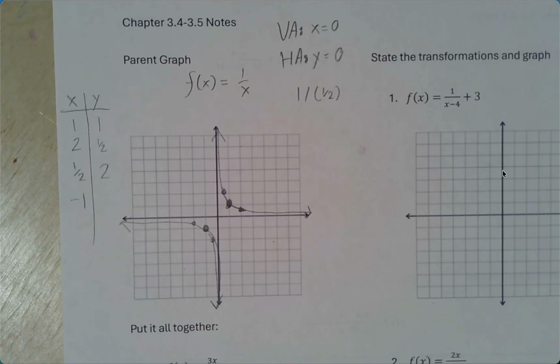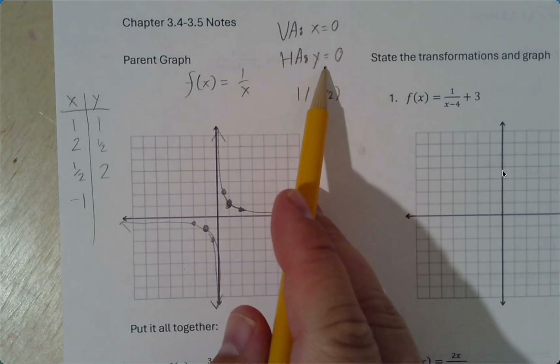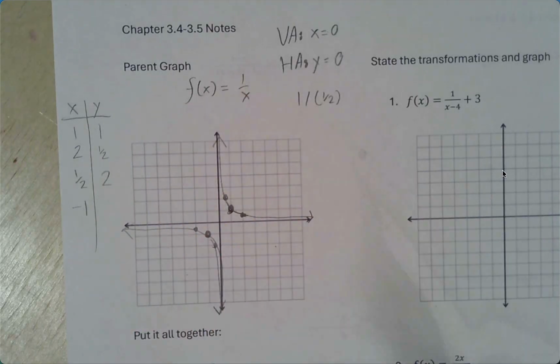So already, take a look at this. We've talked about vertical asymptotes, horizontal asymptotes. We talked about even or odd. We evaluated functions by plugging stuff in, and now I see this behavior that has symmetry with respect to the origin. There is a lot going on here in just this parent graph.